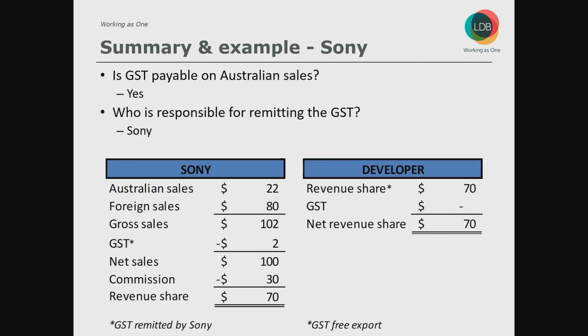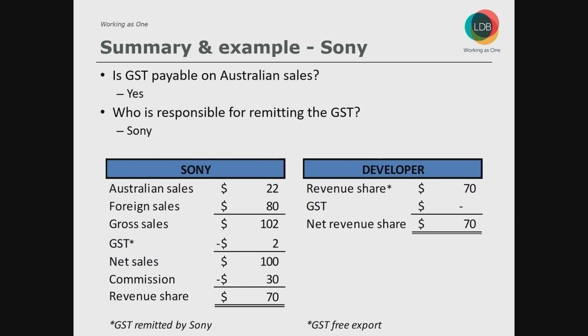Again, is GST payable on Australian sales? Yes. And who is responsible for remitting that GST? In this case, it's Sony, as they are an EDP. So on this slide, you can see Sony on the Sony side is collecting the $102. Sony is remitting the $2 of GST on the Australian sales, being 1/11 of them. And then they're taking their cut of 30%, and they're giving the developer $70 of net revenue share. That net revenue share is transaction 2, and that's what the developer receives.